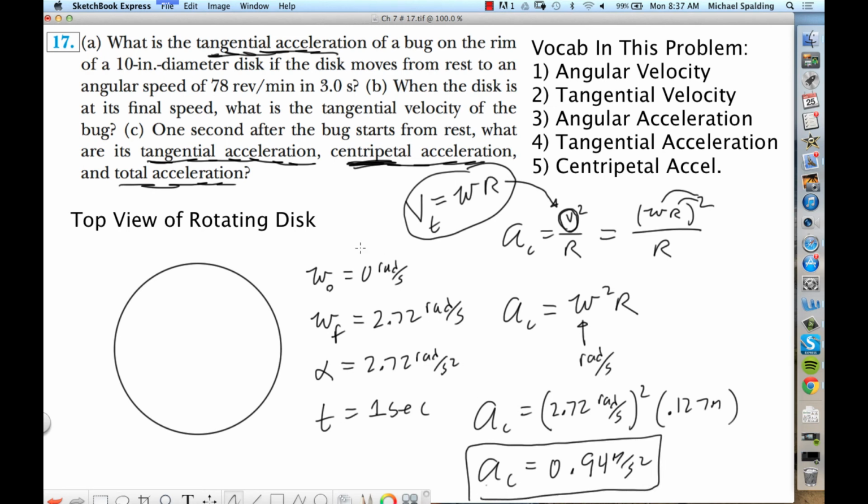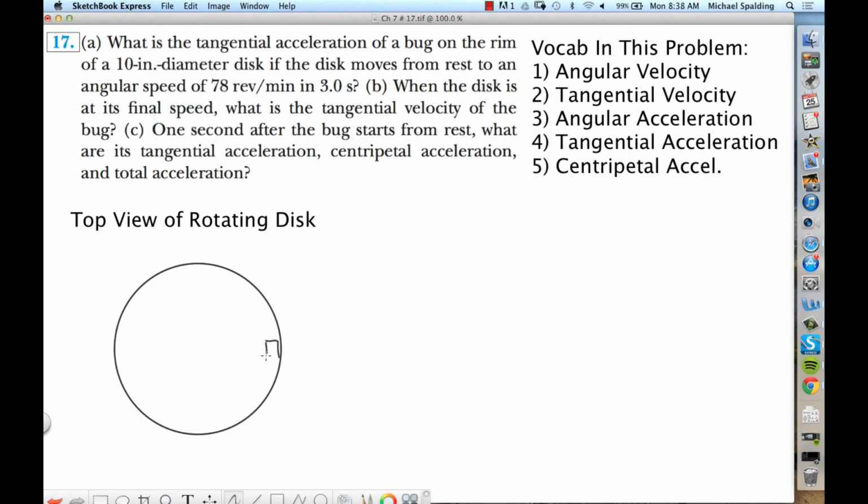Final thing, the total acceleration at t equals 1. So here's what we know, guys. Let's say the bug is right here. The tangential acceleration is tangent to the circle. And that was equal to 0.35. The centripetal acceleration points to the center. And that's equal to 0.94.